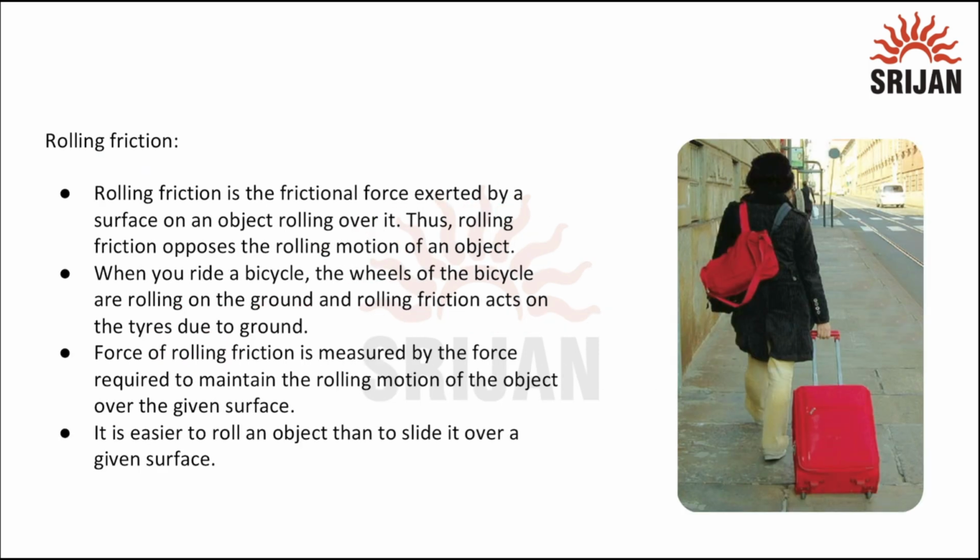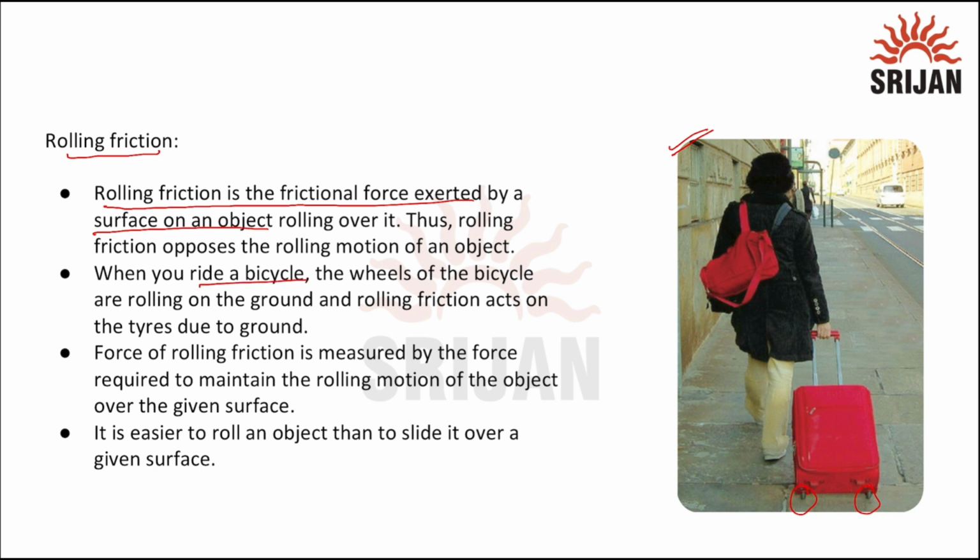The third one is rolling friction. Nowadays, you must have seen that people prefer using suitcases that have rollers. Why? Because the magnitude of rolling friction is less than the sliding friction. So, rolling friction is the frictional force exerted by a surface on an object that is rolling over the surface. Thus, rolling friction opposes the rolling motion of an object. Sliding friction was opposing the sliding object, but rolling friction will oppose the rolling motion.